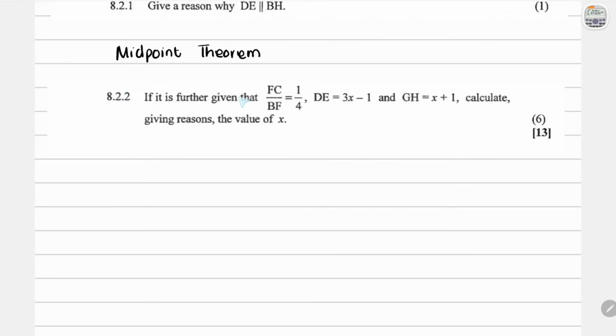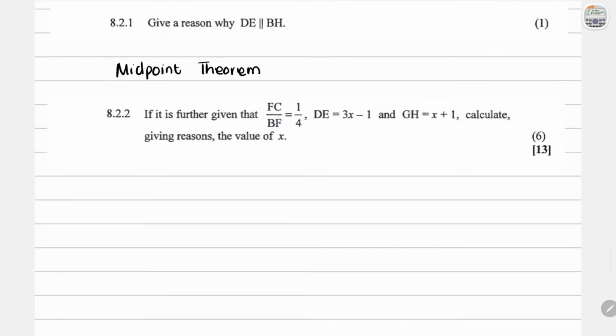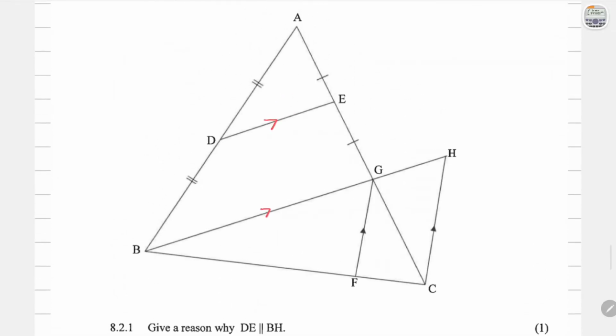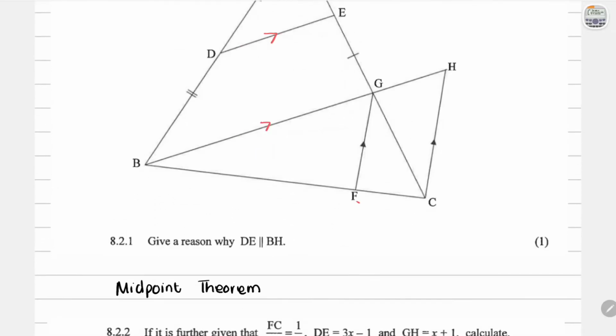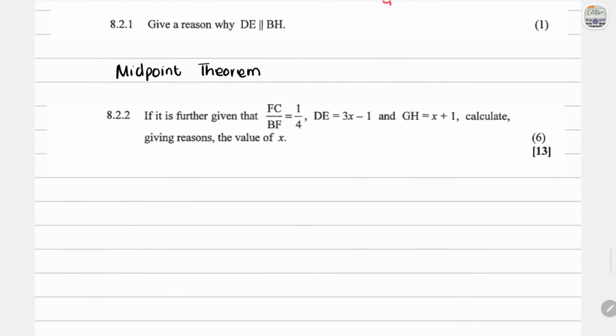Question 8.2.2 says, if it is further given that FC over BF is equal to 1 over 4, it's best to start putting that down. So FC over BF. FC takes 1 part, so we can call that A. BF takes 4 parts, so we can call that 4A. Okay, so that's what we have there.